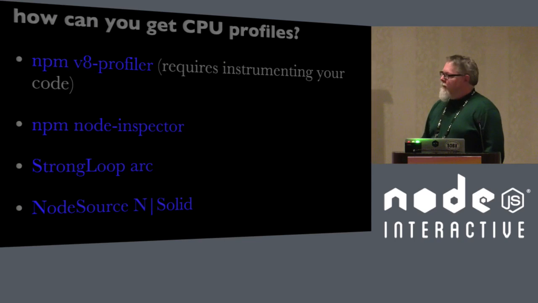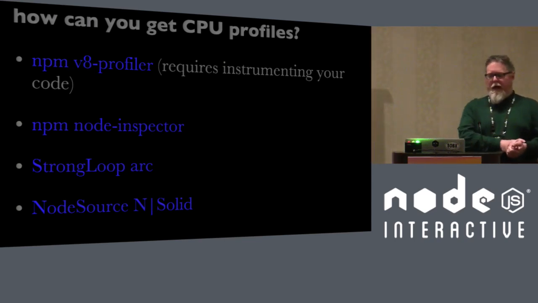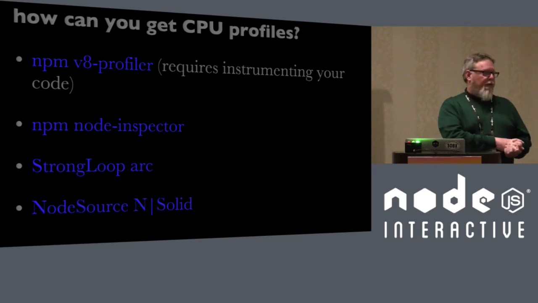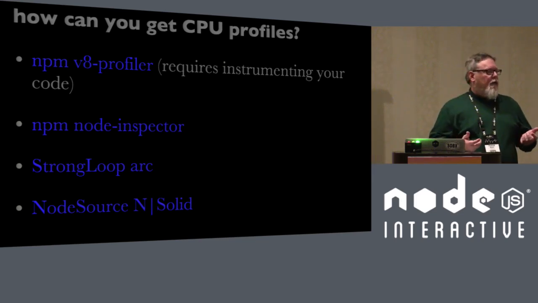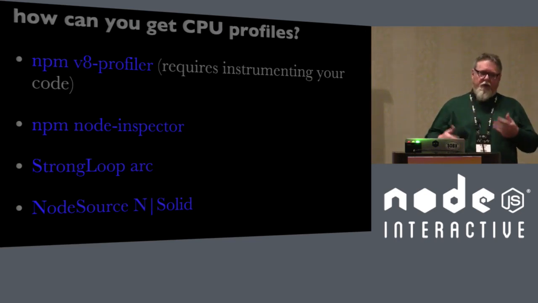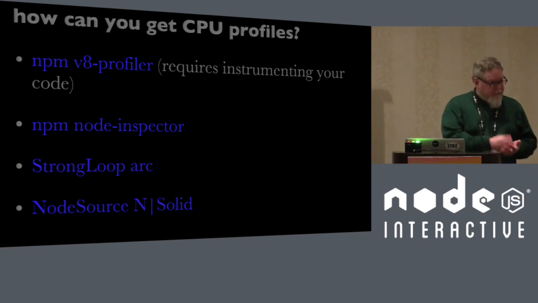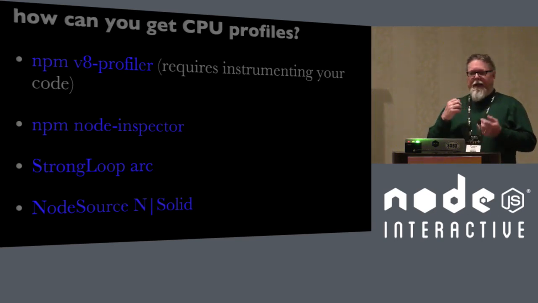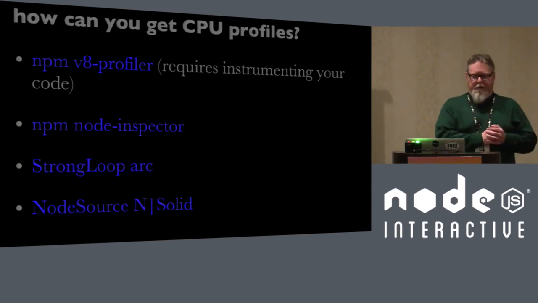Okay, so how can you get these fantastic CPU profiles? A couple different ways. There's an NPM package called V8 Profiler, and it provides an API that you can use to be able to collect these profiles. What that means is you have to add code to your application to start and stop the profile, and then get the profile information and write it to a file, which you would then load in Chrome DevTools.